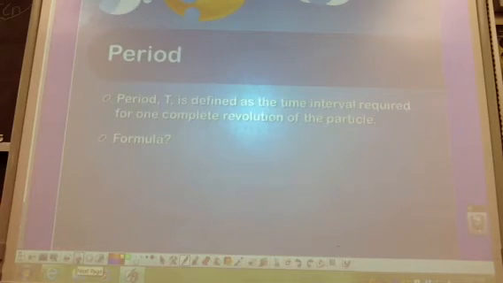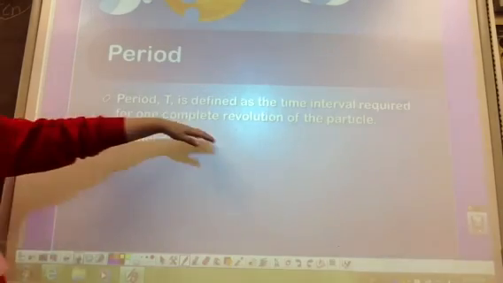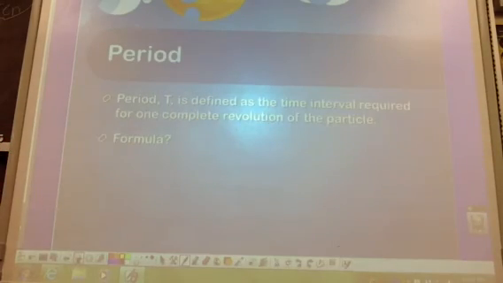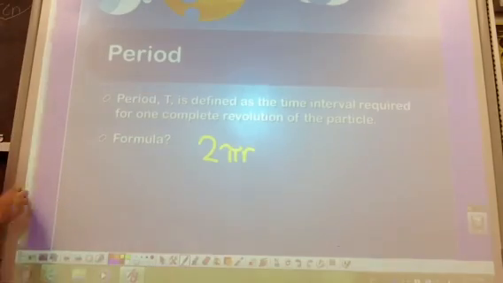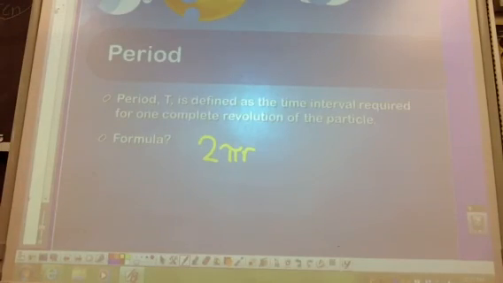All right, the period, which we are going to denote T, is defined as the time interval required for one complete revolution of the particle. Now, during this time interval T, we know that the particle will move a distance of 2 pi r. So for one complete revolution, to move completely around that circle, the particle is going to move 2 pi r, which would just be equivalent to the circumference of the circle.